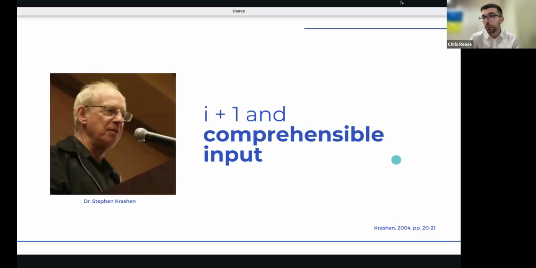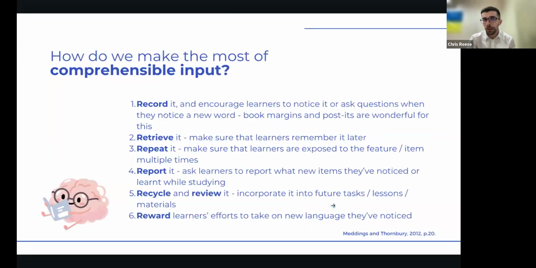We can use this to build activities. One of the ways that we might exploit comprehensible input, our less graded language, is teaching students a series of steps for what to do when they encounter it. This is one of my personal favorite frameworks, and this comes from Meddings and Thornbury's Teaching Unplugged. They proposed the 7 R's. I think there might be another R that I didn't include, but at the very least, there are 7 R's.